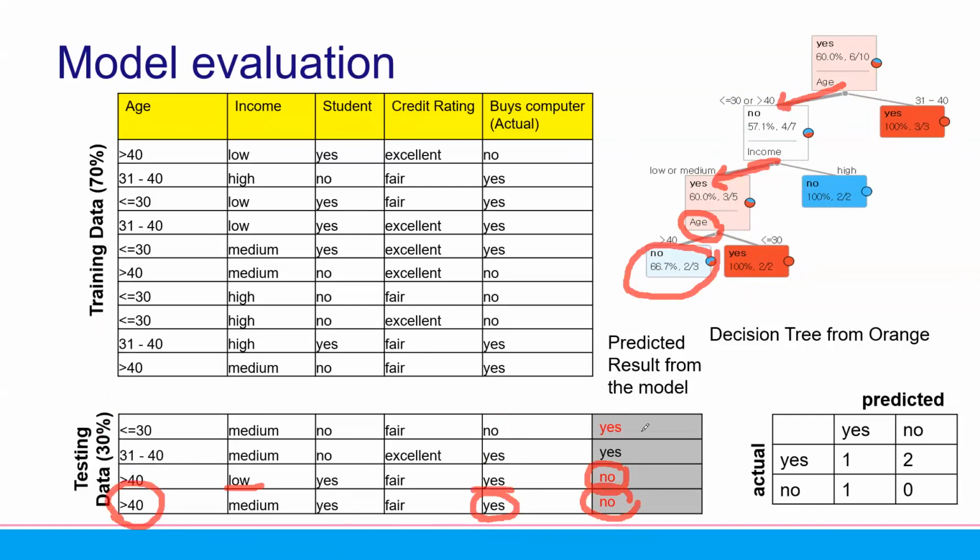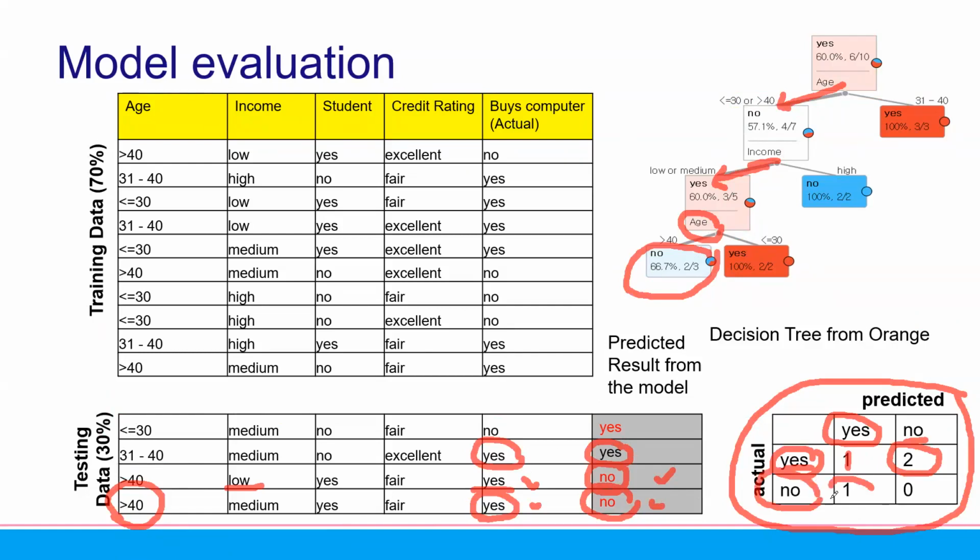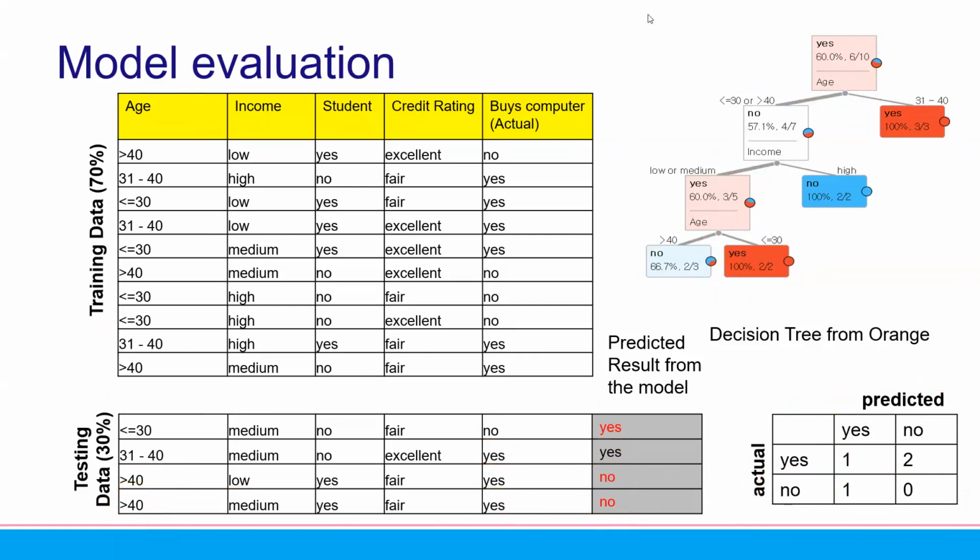So from this, we can make what we call the confusion matrix. I will let you know more later, but this one is the confusion matrix. If the actual is yes, how many predicted is yes? There's only one, so we go here. If the actual is yes, how many predicted equals no? Yes, yes, no, no, so there are two. What about actual no and predicted yes? We have 1. What about no and no? We have 0. Once we have this matrix, we call this the confusion matrix.